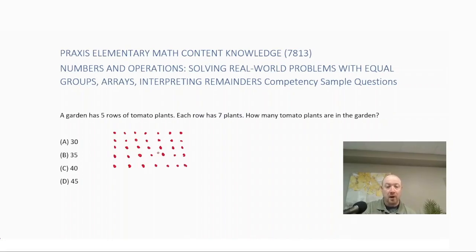So we can see here we have 5 rows of 7 plants, and the calculation would be multiplication. So we're going to take the number of rows multiplied by the number of columns. 5 times 7 is 35. So the correct answer is B.